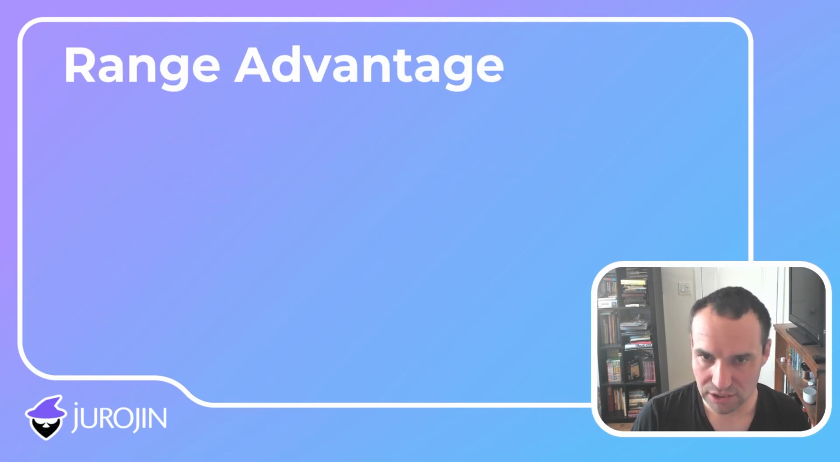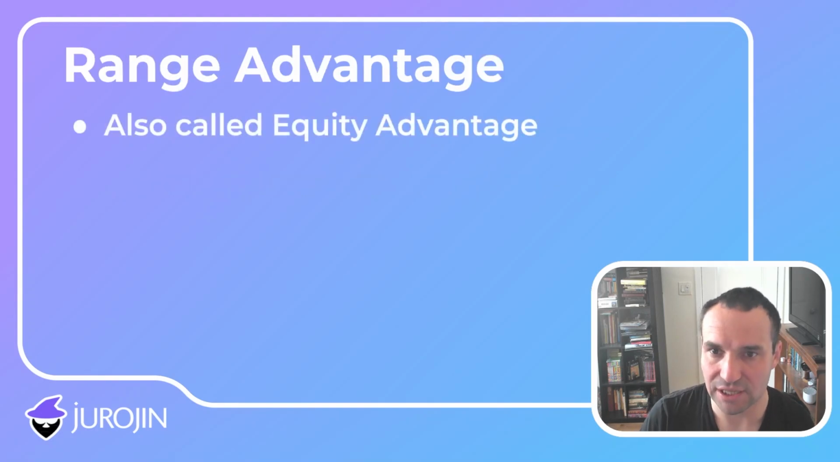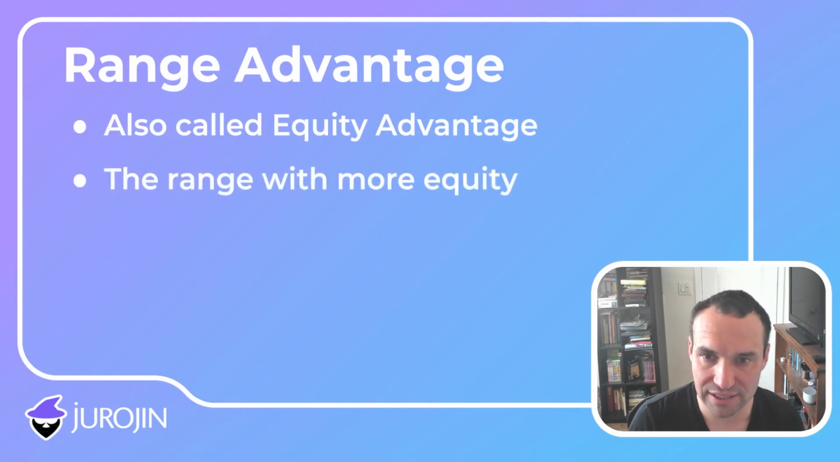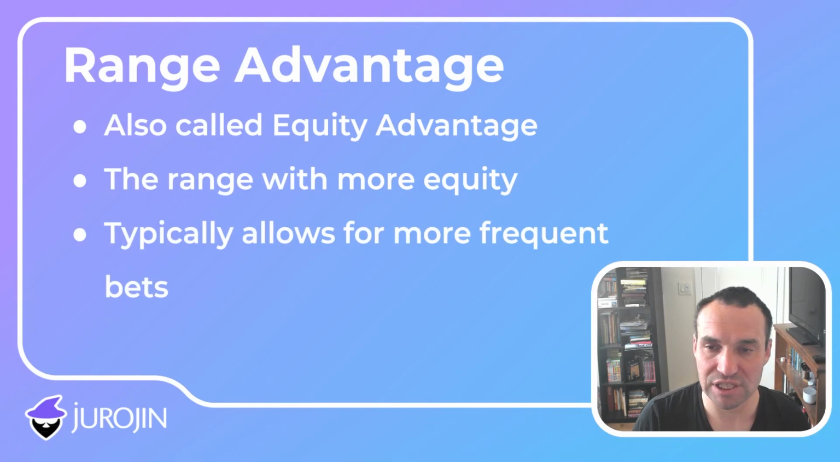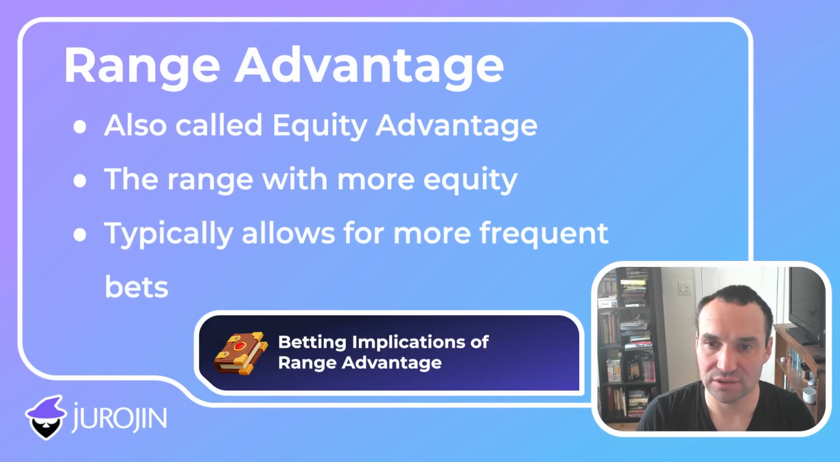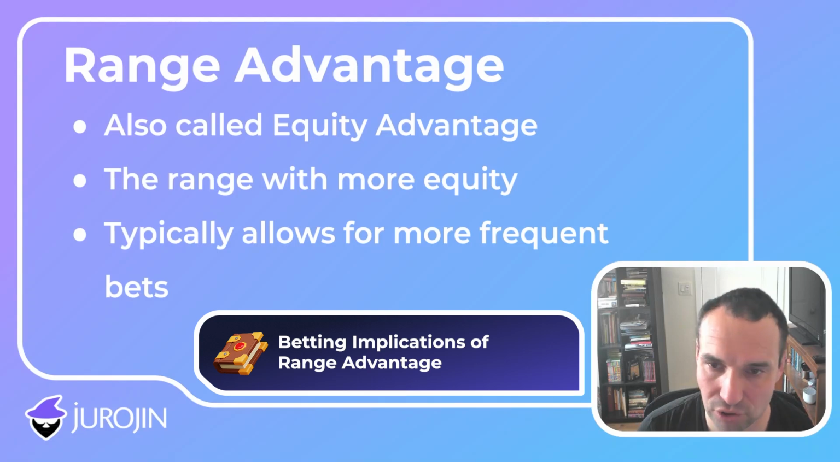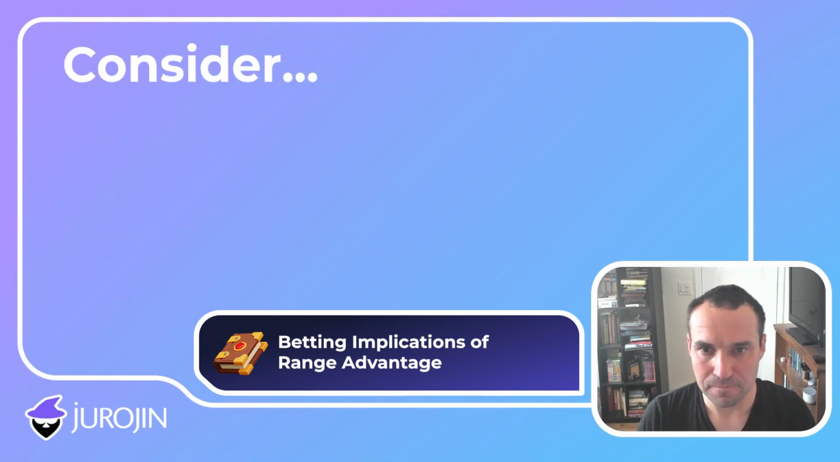And other than nut advantage, we have range advantage, sometimes also called an equity advantage. And this is simply just the range that has more equity. You know, who has more combos that are going to be better at showdown. That's basically all it is. Strategically, whoever has a range advantage typically is allowed to bet more often, right? Why? Because they're more likely to win, which goes back to value driving all of our aggressive actions, right?